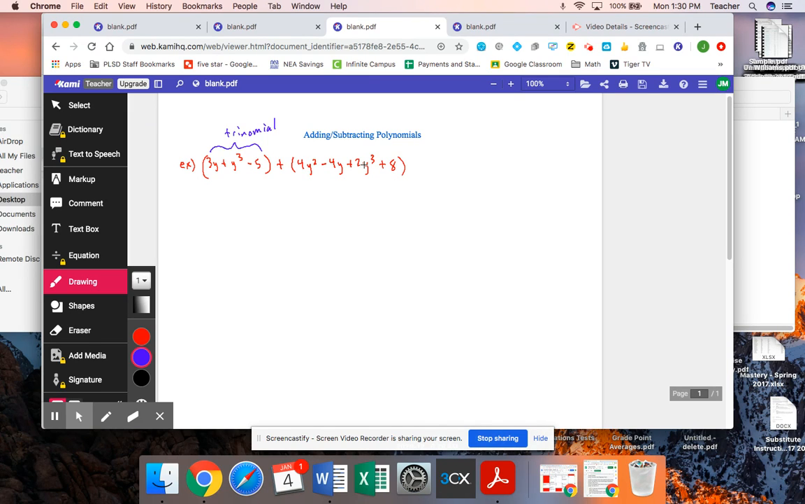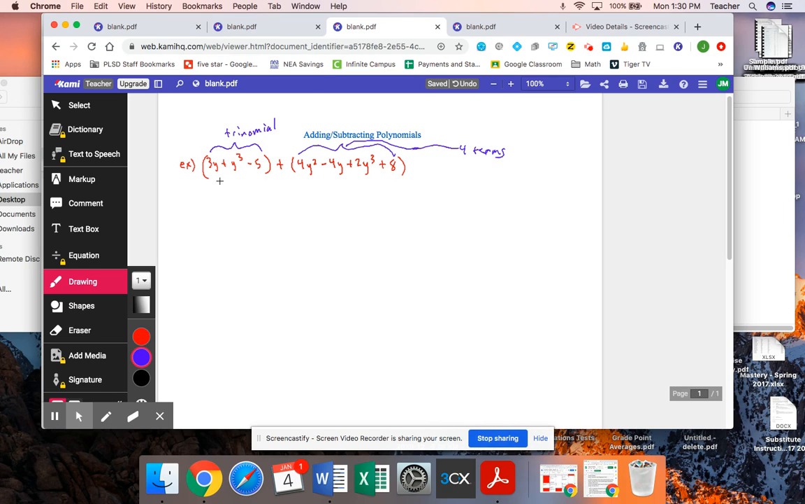This one has 1, 2, 3, 4 pieces in it. So this is 4 terms. Still a polynomial, just so happens that it has 4 terms. You don't have to have the same number of terms in order to add these two polynomials, because all you're really doing is getting rid of parentheses and then combining like terms.